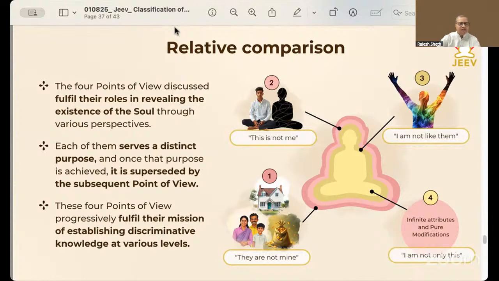Now these 4 things define the pure soul from different negative aspects. They are not mine. This is not me. I am not like them. I am not only this. So each of these 4 leads us to the pure soul. There the discrimination has to be done between the pure soul and the subject matter of each conventional point of view. And that we already did.